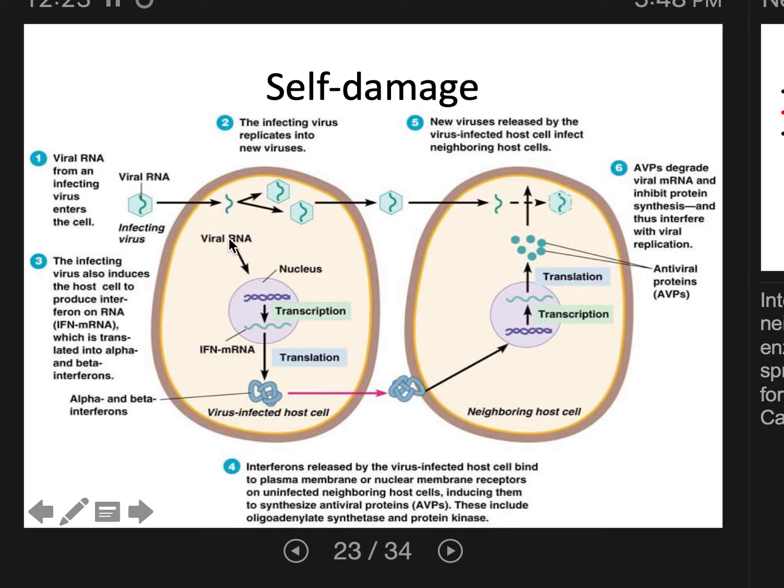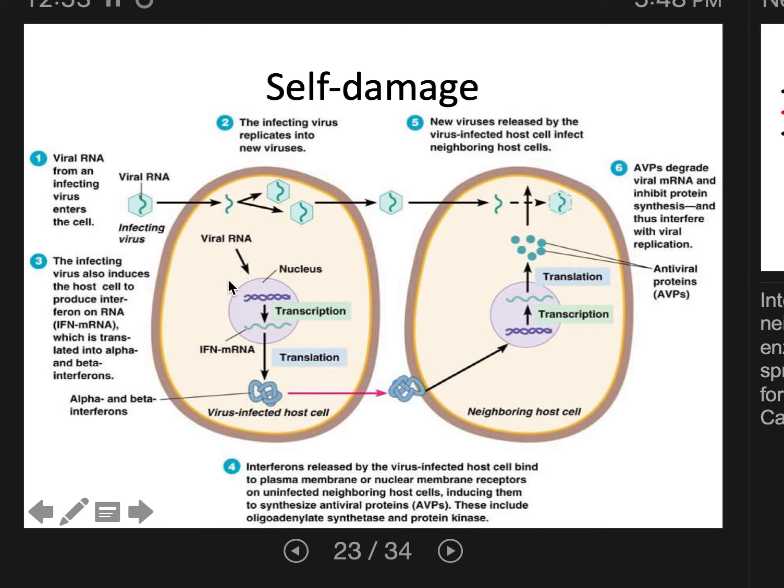Now, once the viral RNA is in the cell, the cell can sense it through a variety of chemical pathways. Once the cell recognizes that it's been infected by a virus, the cell is going to initiate transcription translation of interferons. So here's an interferon. This interferon, once transcribed and translated, is going to shut down transcription translation here. It's also going to be released to the neighboring cells to just shut down transcription translation there.